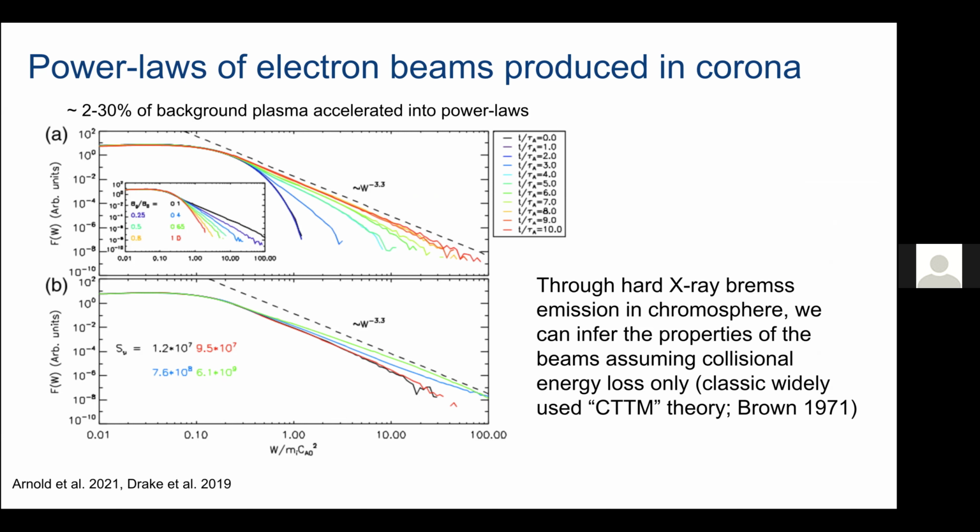Something to note here is that a large fraction of the background can be accelerated into these power laws or beams of electrons. And so this will relate to some of the interesting aspects of the problem I'm about to introduce, which is the following. Once these power laws are produced in the corona, so high above the chromosphere, how do they get down to the low atmosphere to cause the flare brightenings in the ribbons?